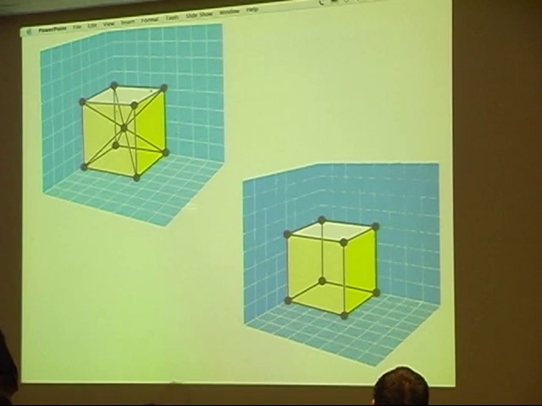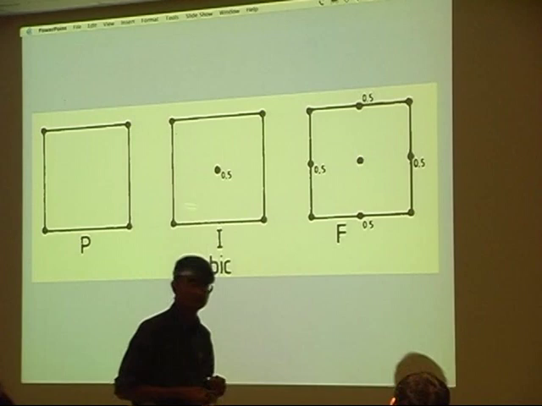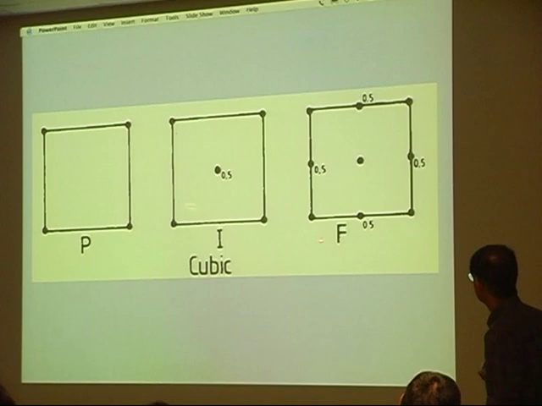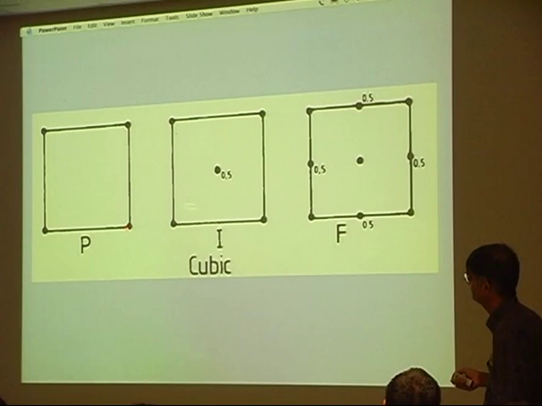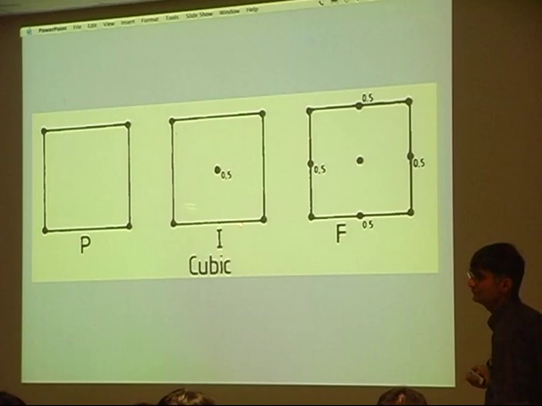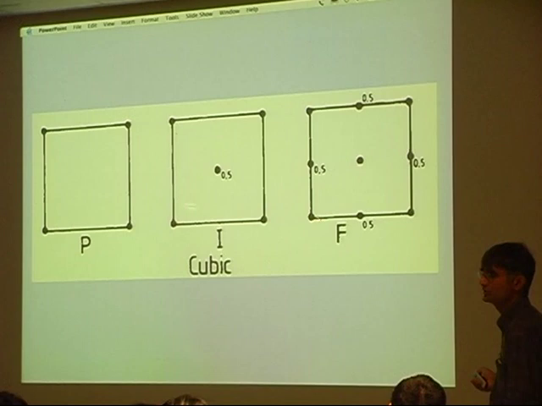So, I've described to you three different kinds of cubes, and they're summarized over here. This notation comes from the German language, because the Germans did a lot of the early crystallography. This is the lattice projection for cubic P, meaning primitive cubic, where you only have lattice points at the corners of the unit cell. This is the projection for the body-centered cubic, or cubic I, cell, where you have a lattice point at half height and at the corners. And this is the projection for the cubic F, or face-centered cubic cell.